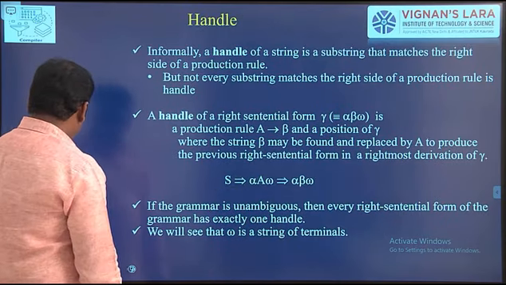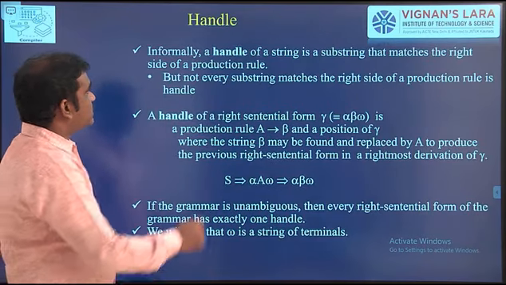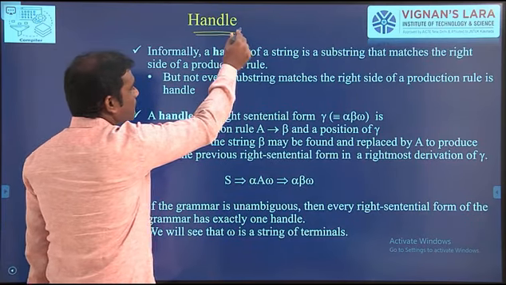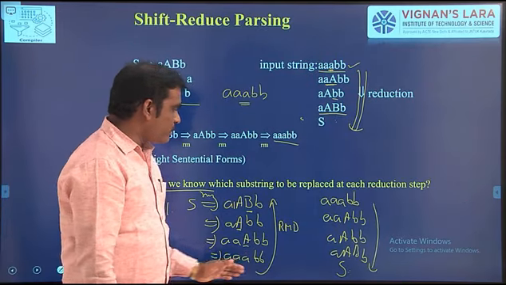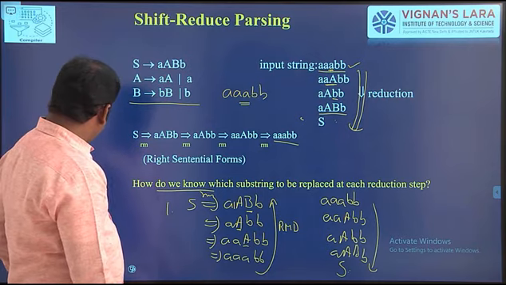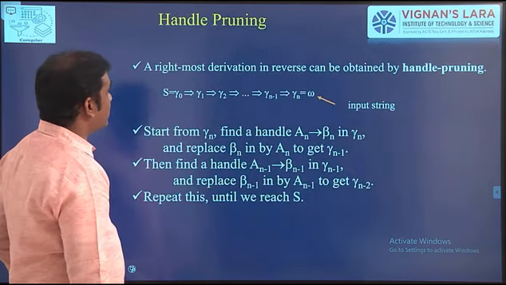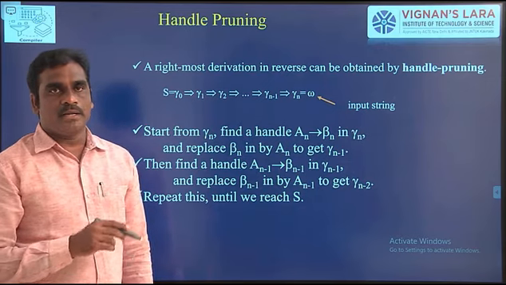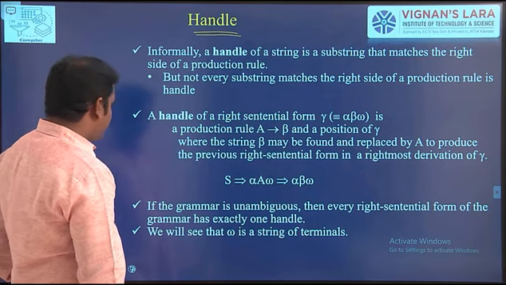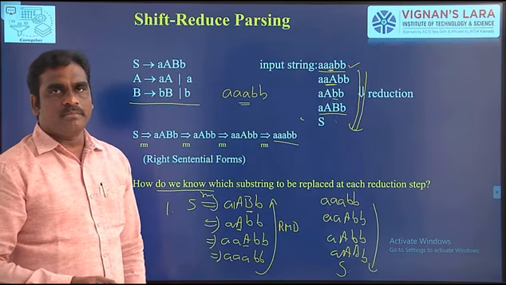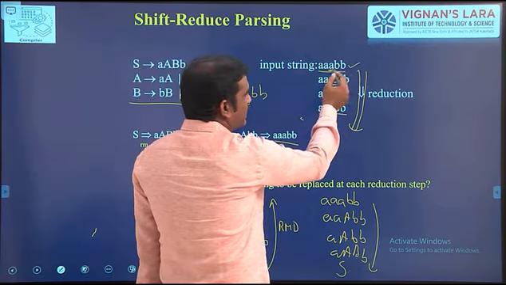And the next one is the handle. So this process, we can call it one is the handle and another one is the handle pruning. So what is meant by handle and what is meant by handle pruning, we will see. Handle means nothing but the replacement symbol. So here A A A, double B.